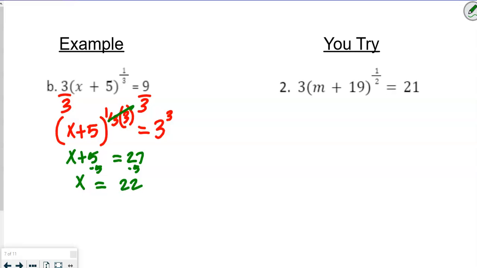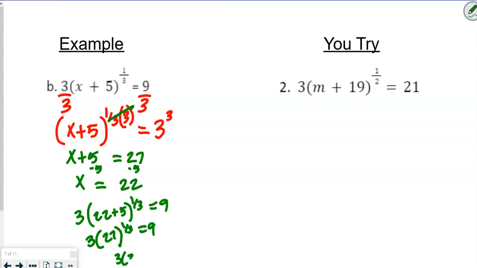22. Okay, so let's plug it back up in there just to check. So 3 times 22 plus 5 to the 1/3 power. And you can do this one in your calculator, guys, to check it, okay? So this can be 3 to the 27 to the 1/3 power. That equals 9. So this is just going to be 3 times 3, which is absolutely 9, right? So it does check out. All right, go ahead and do this. You try and come back to me when you're done.